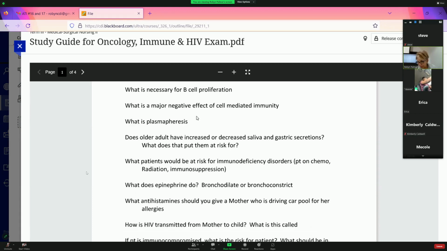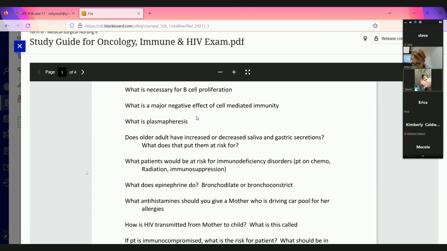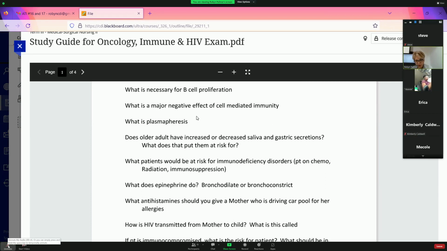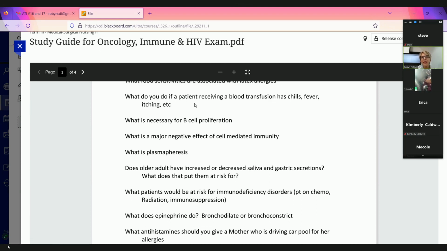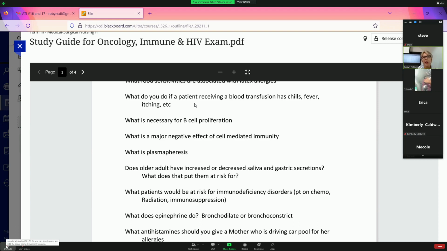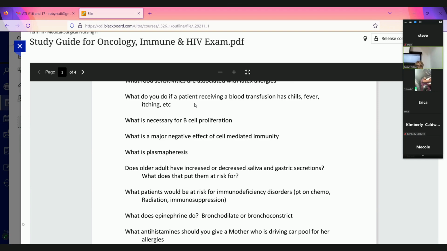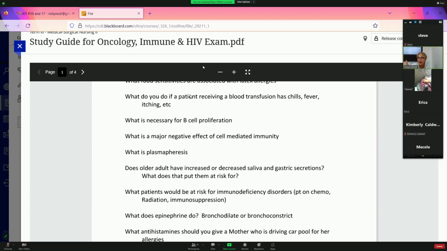What do you do if a patient receiving a blood transfusion has chills or fever? Stop the infusion. No matter what you do, you stop the blood, but you let the saline keep flowing, right? So you're going to leave the IV going because we have to have an open vein in case the patient has an anaphylactic shock reaction. We want that IV to be going, but we're going to stop the blood.